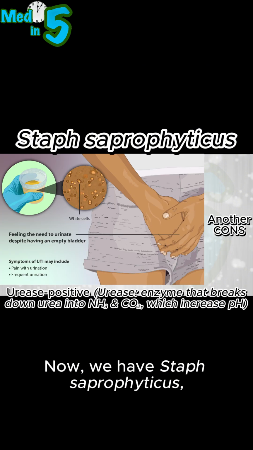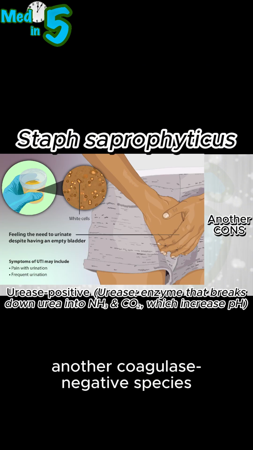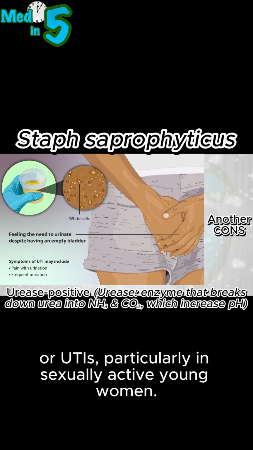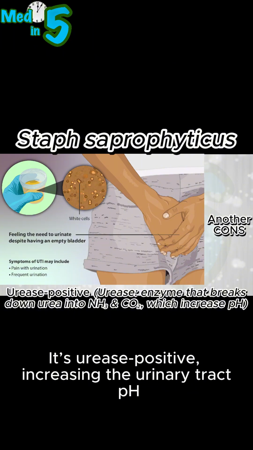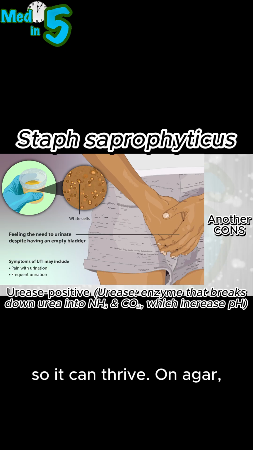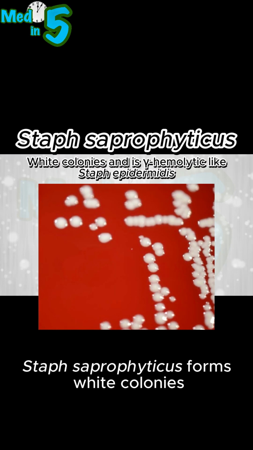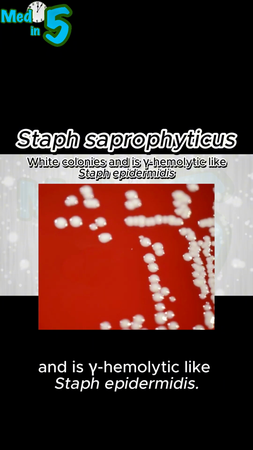Now, we have Staph saprophyticus, another coagulase-negative species, but with a distinct role in urinary tract infections or UTIs, particularly in sexually active young women. It's urease-positive, increasing the urinary tract pH so it can thrive. On agar, Staph saprophyticus forms white colonies and is gamma-hemolytic like Staph epidermidis.